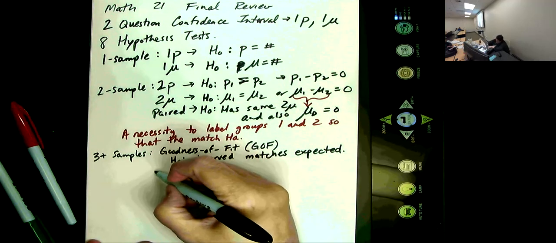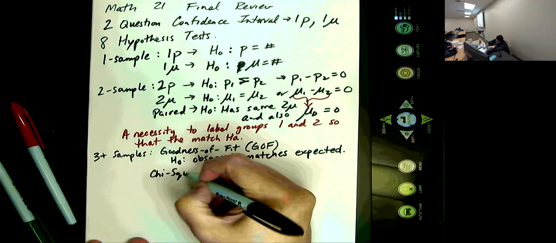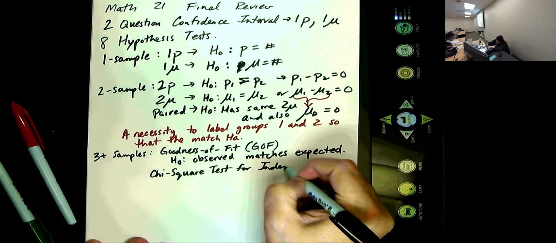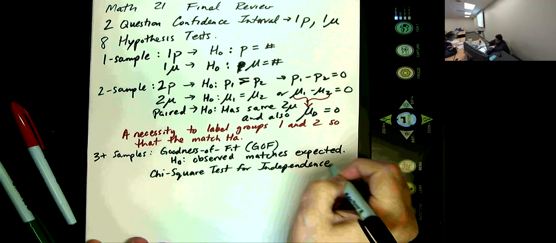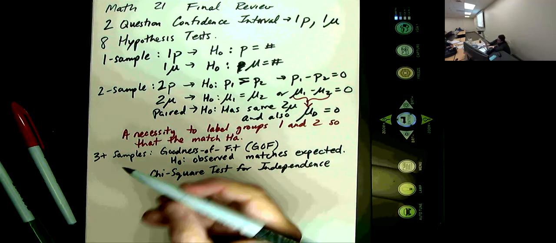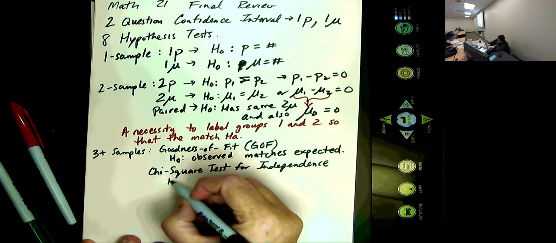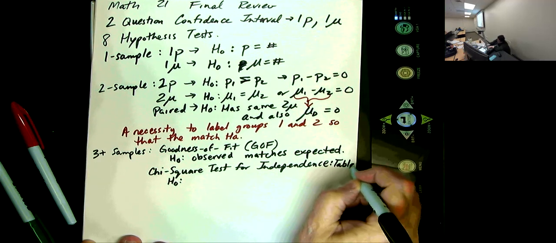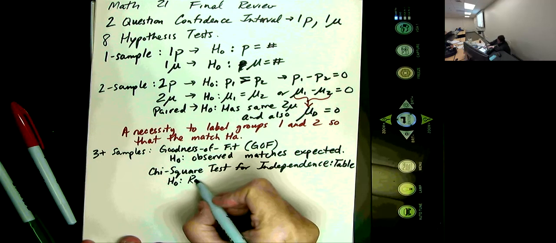We also had the chi-square test for independence. This was our table one. This has to have a table. And it was rows and columns are independent.